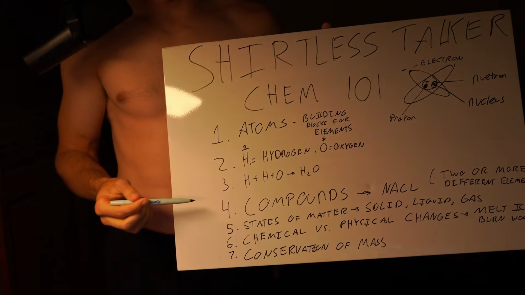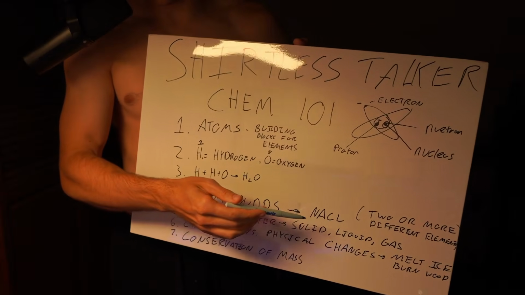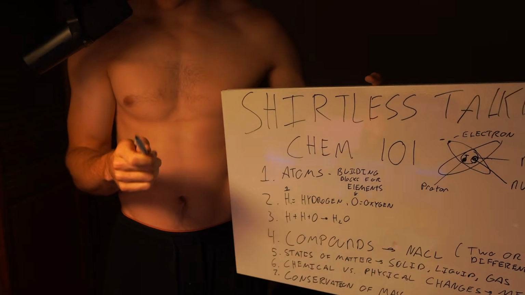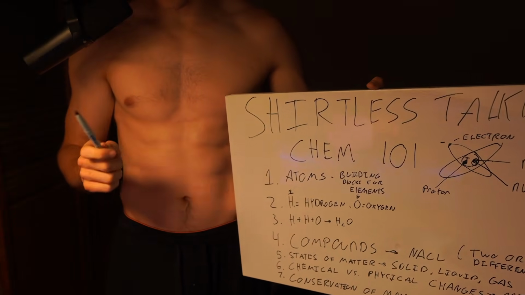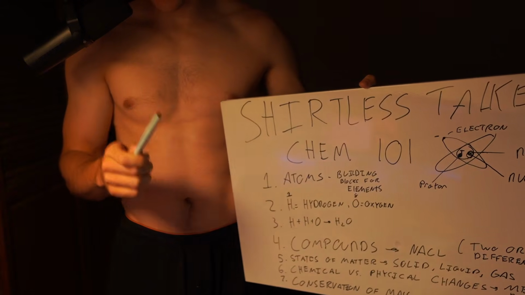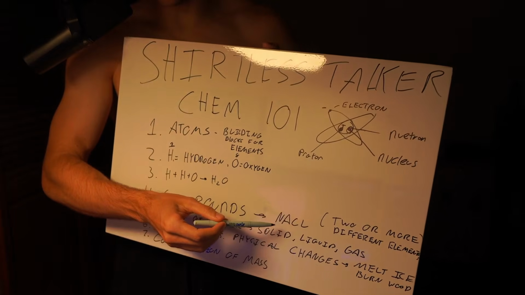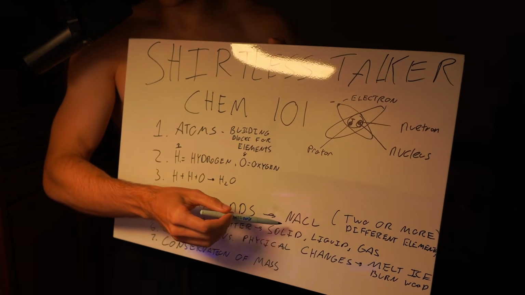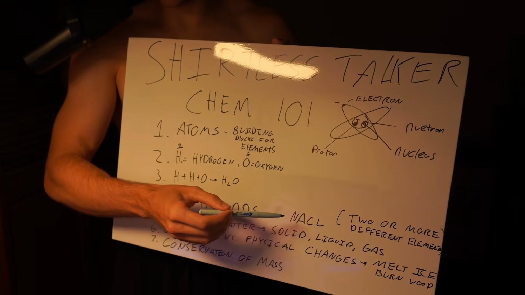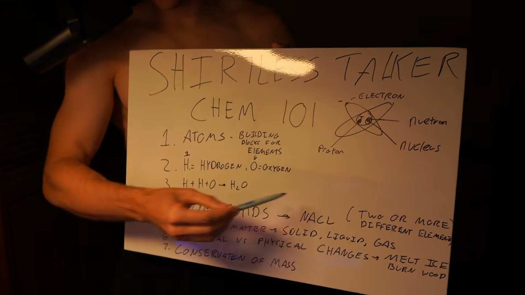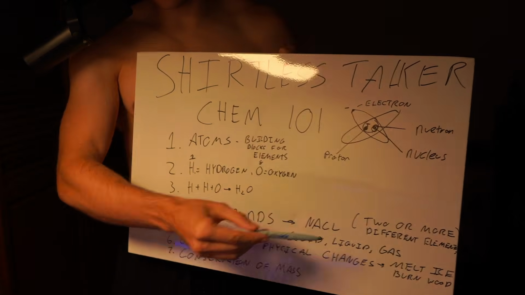Now let's move on to the compounds. For example, another one is NaCl. Do you know what NaCl is? Of course you do. It's table salt. But you can also call it sodium chloride, NaCl. And what makes up a compound? It's 2 or more different elements.